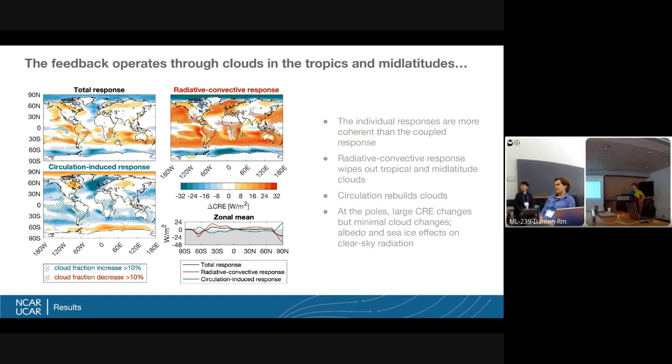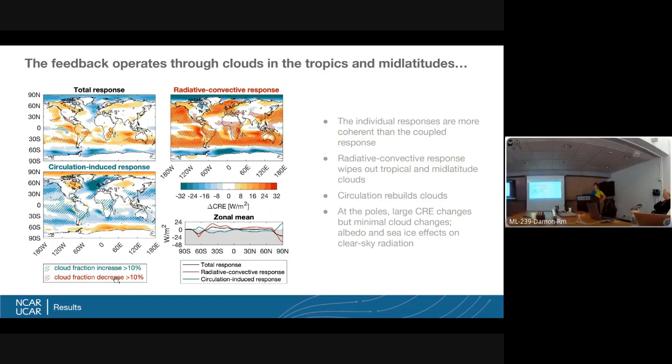So where it's red, the cloud radiative effect is sort of forcing a net warming, where it's cool is sort of a net cooling. And this hatching shows you where there's either big cloud fraction increases or decreases. So this is not significance. This is the actual cloud fraction itself. I'm sure there's a better way to do this.